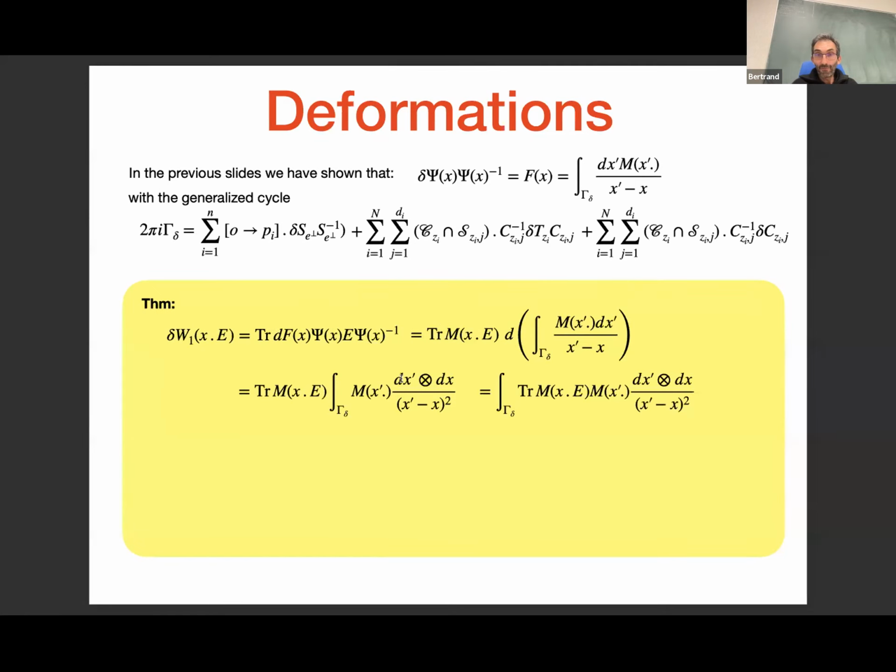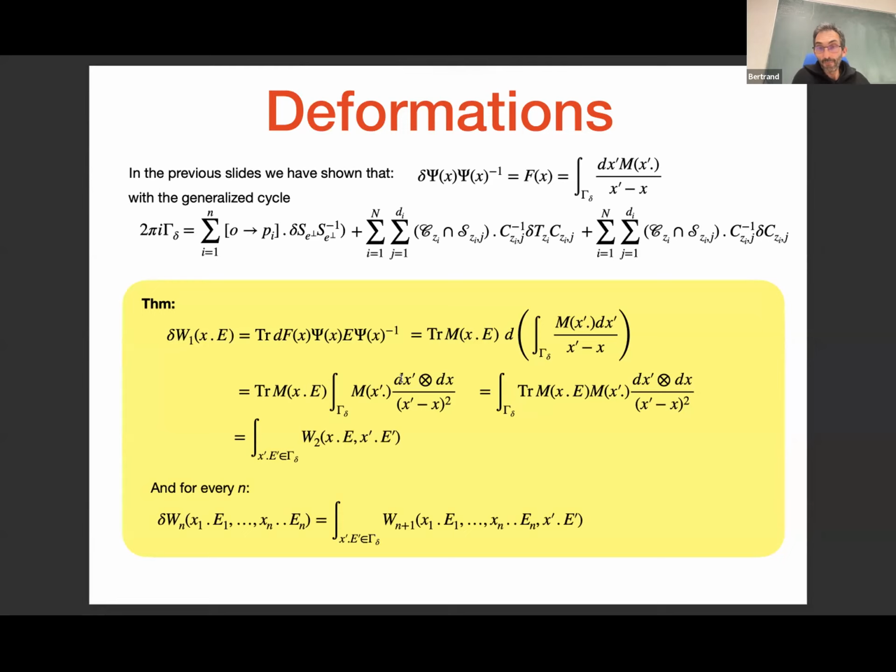Let's now exchange the trace and the integral, which gives this, and you recognize it as being W2. So the result is that the deformation of W1 is an integral of W2. And it's easy to do it for every n: the deformation of Wn is always the integral of Wn plus 1. In fact, this kind of property is very important in algebraic geometry or in string theory, for example. It is very well known under the name of special geometry property, and it plays a very important role. So we see that our Wn's have this property, which means that they are nice objects.